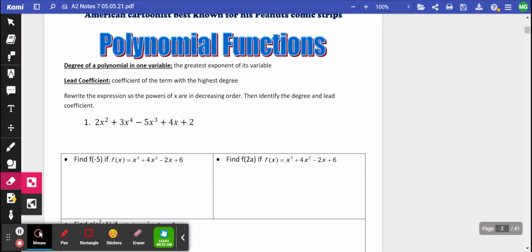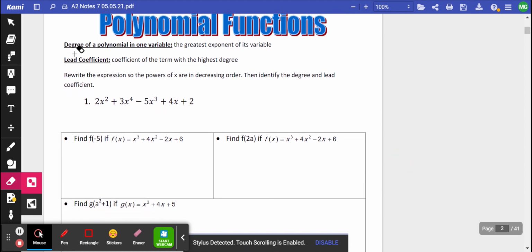Hi, everybody. What we're going to talk about today is polynomial functions. So, a couple little reminders for you. The degree of a polynomial function is the greatest exponent of its variable. And of course, you know that the lead coefficient is the coefficient of that term that has the greatest variable.